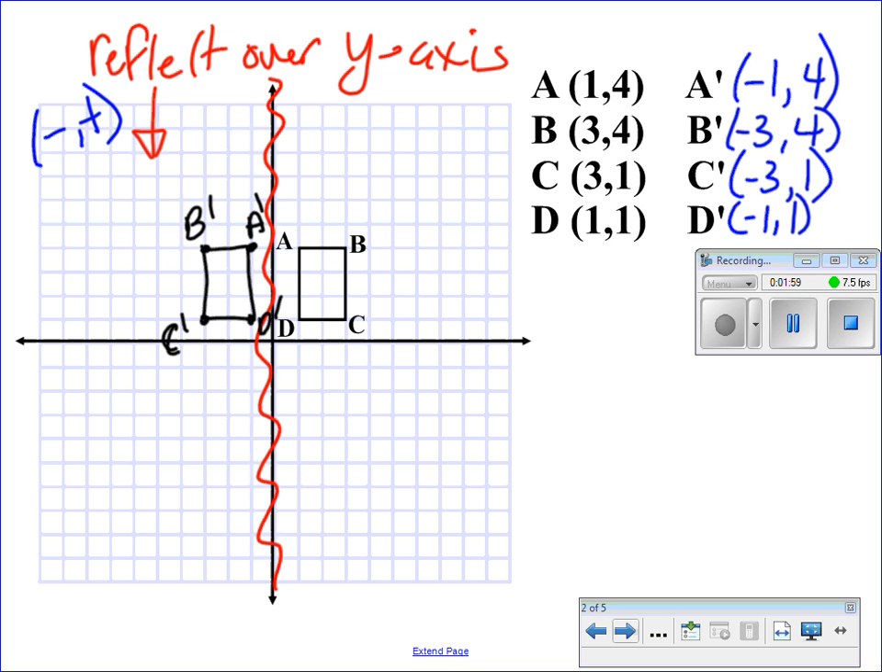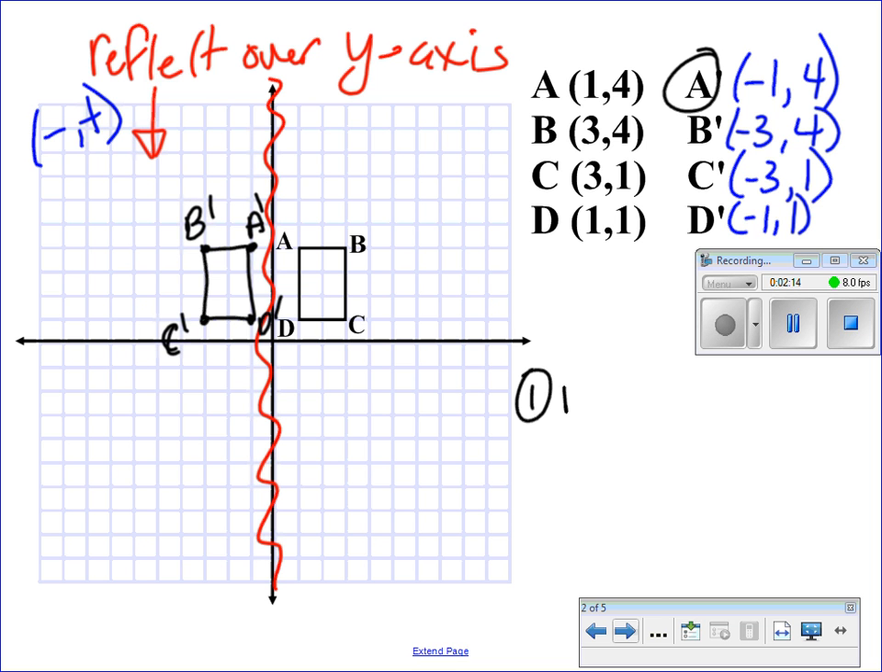So it's a mirror image. If I were to fold it on the y-axis, I would get the same picture. If you look over here, my points also match. If I go over -1, up 4, I'm at A prime. Okay, so you can do it either way.